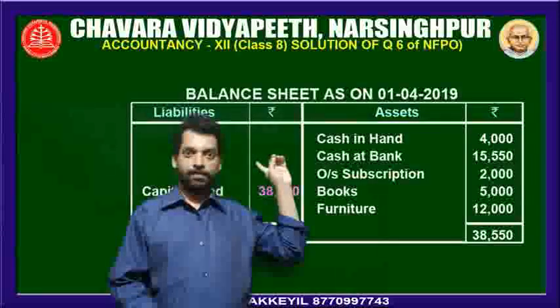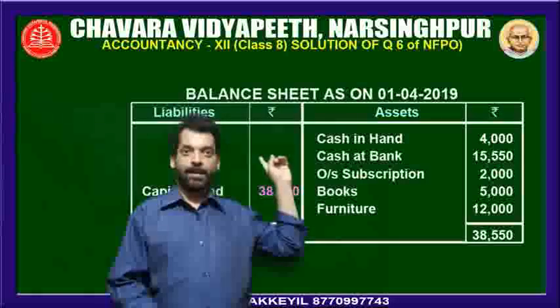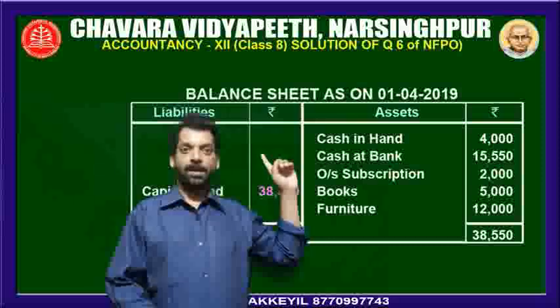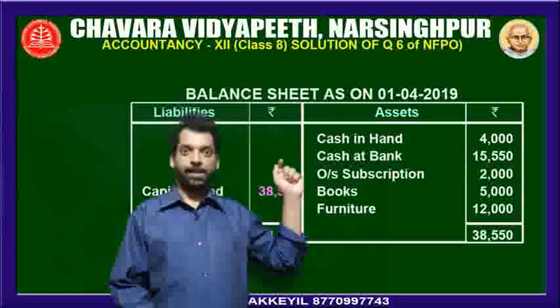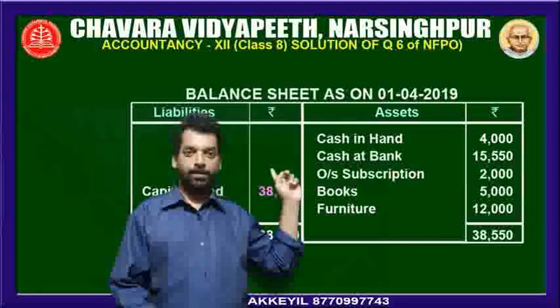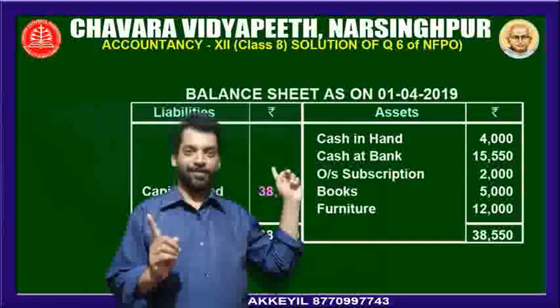See the information given on cash in hand. See the figure 4,000. It is of the opening balance. You can see the receipt and payment account, debit side on the top: To balance brought down, that amount. Okay. Cash in hand, cash at bank. Outstanding subscription. See the amount. It is 2,000. It is the amount of the opening date.